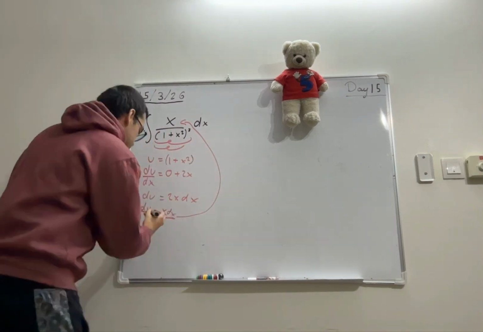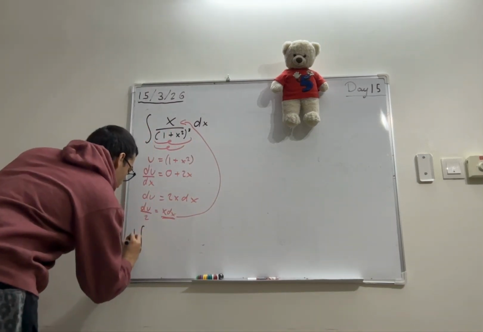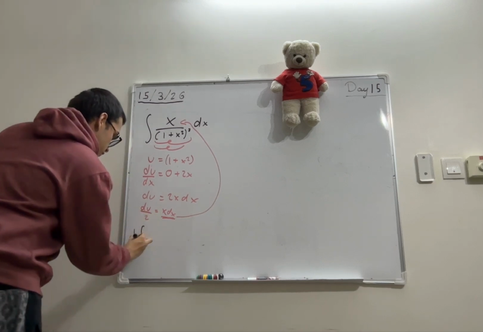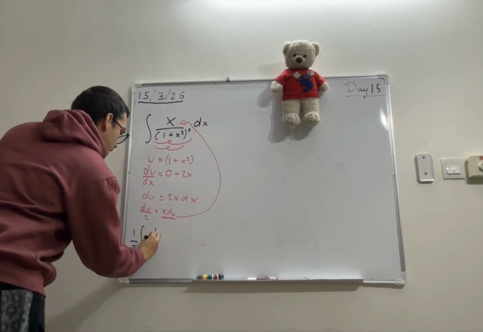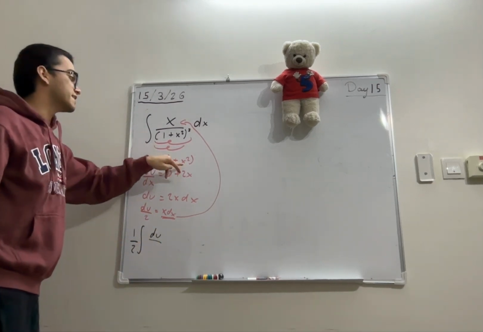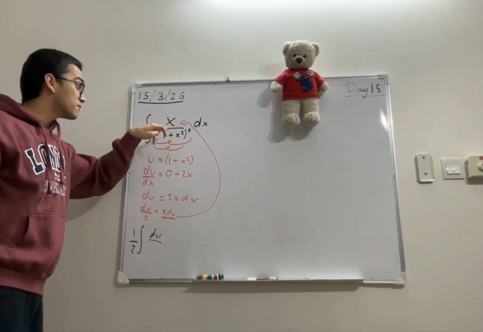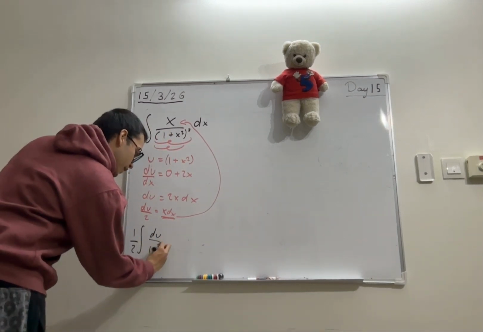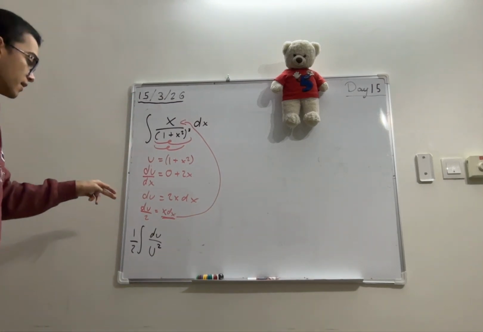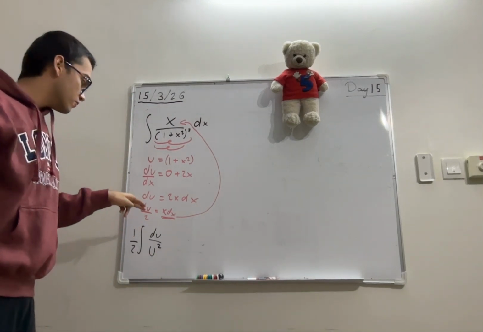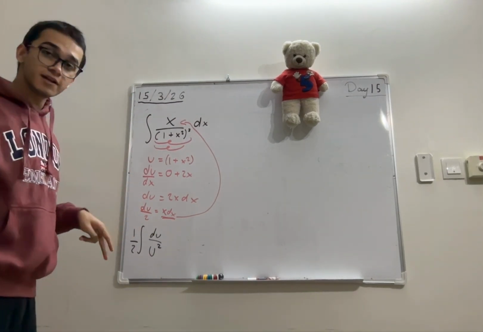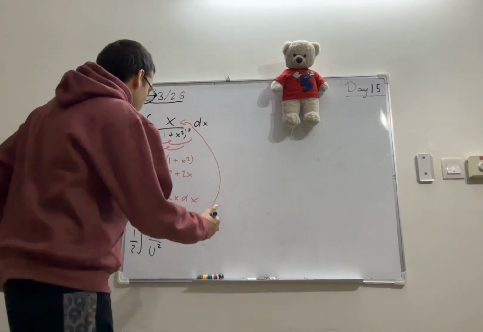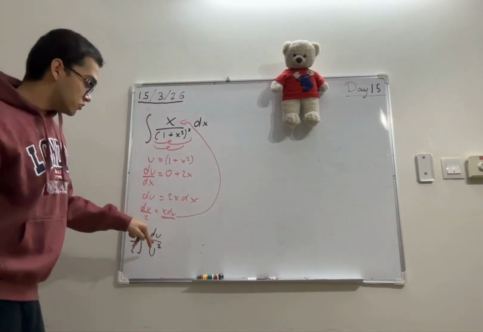So this would just become the integral of 1 by 2, this 2 comes over here, du, and remember our u was 1 plus x squared, whereas in the original term it was (1 plus x squared) the whole square. So here you would have to do u squared. Now you get the integral 1 by 2 du by u squared, so you're integrating with respect to u.